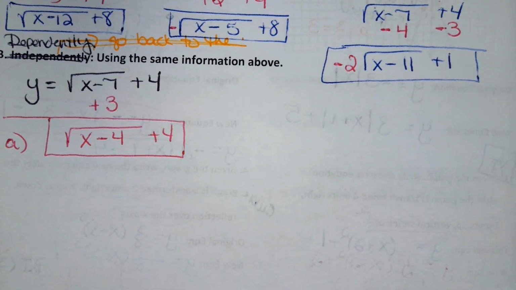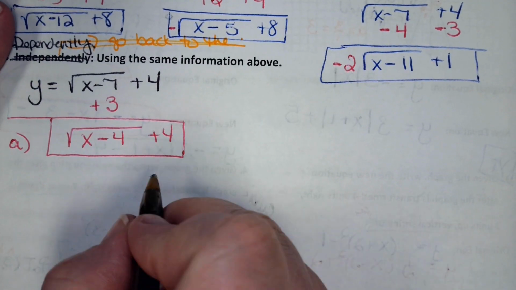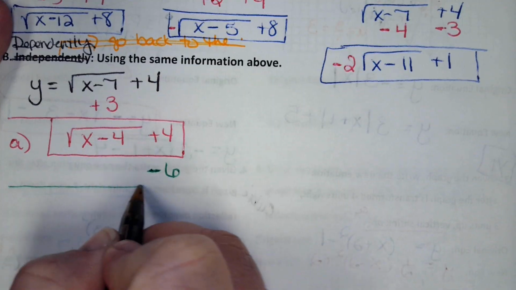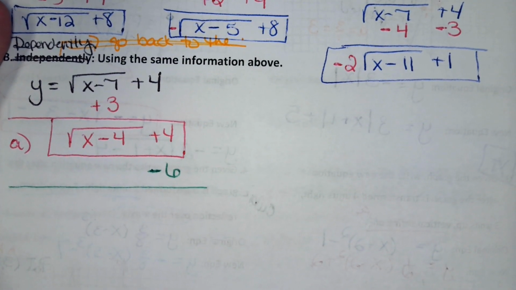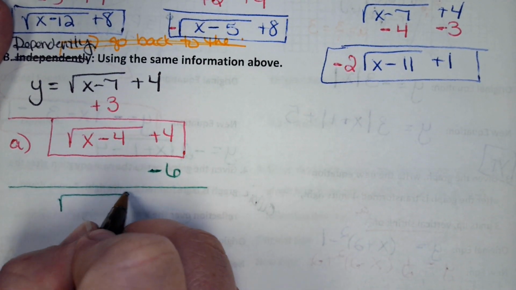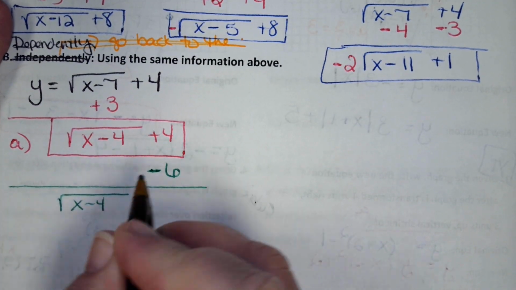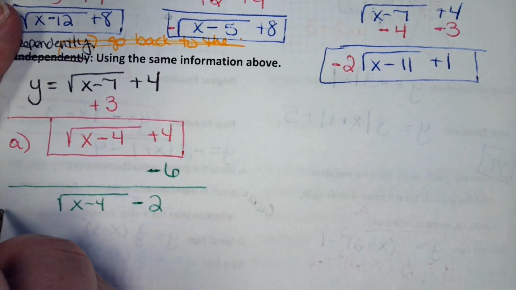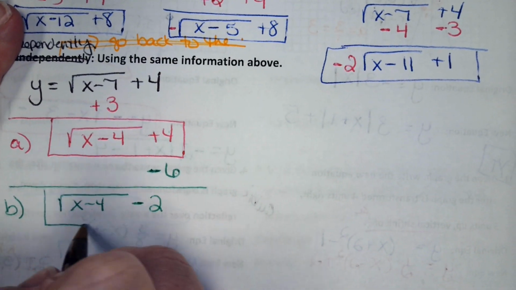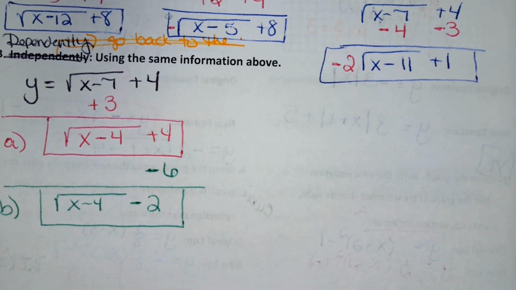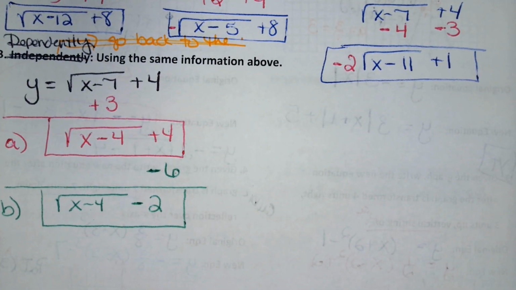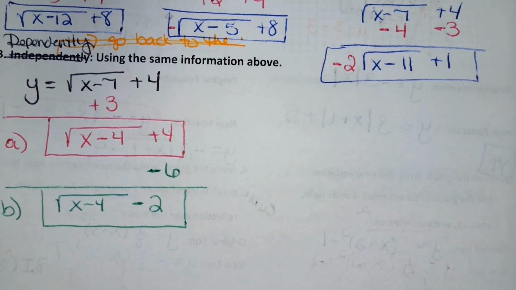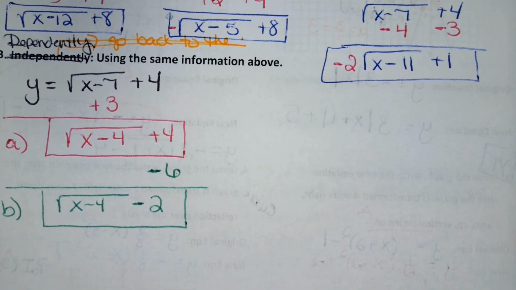All right, part B says go down 6. So if you're going down 6, you're going to subtract 6 from your k value. So that's going to give us the square root of x minus 4, and then 4 minus 6 is negative 2. So this is your answer for B. See how I'm using the previous answer to get to the next answer? That's what it means by dependent. Like you are your parents' dependents. You depend on them for a lot of your things at the moment.